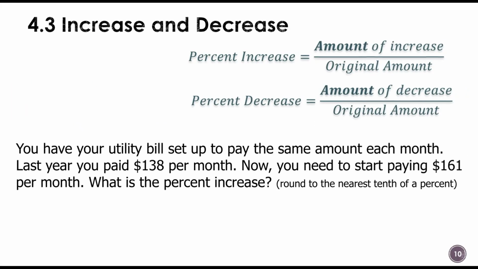Okay, so you have your utility bill set up to pay the same amount each month. Last year you paid $138 per month. Now you need to start paying $161 per month. What is the percent increase? And we're rounding once again to the nearest tenth of a percent. So we take the 161 and subtract 138, which leaves us with 23. Then 23 divided by the original amount, right? Divide by the original, and in this case the original was 138 because it increased from 138 to 161.